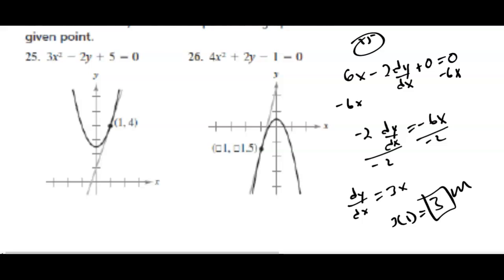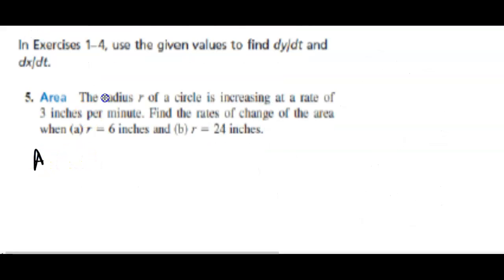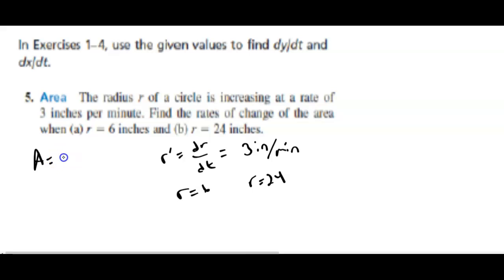Now, right here, it says the radius r of a circle is increasing at a rate of 3 inches per minute. So r prime equals dr over dt, which equals 3 inches per minute. Find the rates of change in the area A. r equals 6, and then we're going to do r equals 24. So we're going to do this twice. Now if you remember, A equals pi r squared.